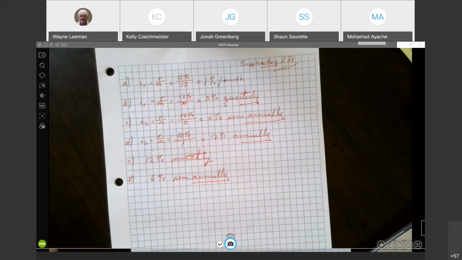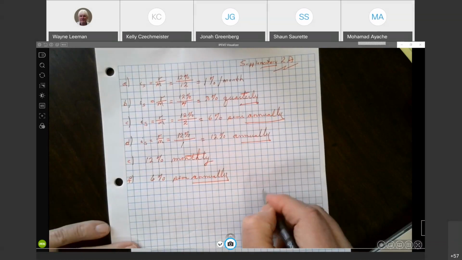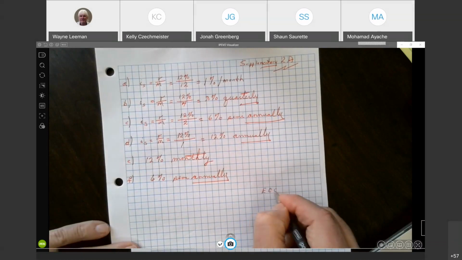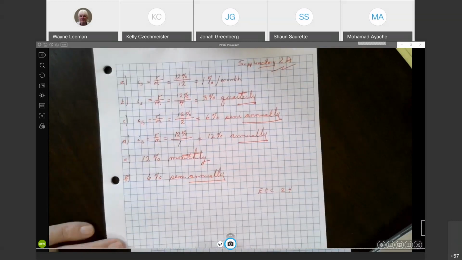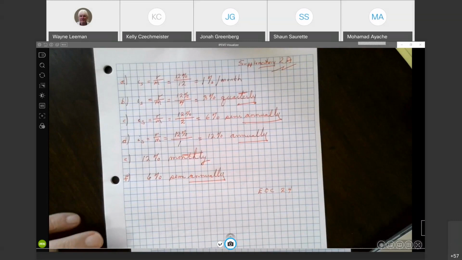Once again, I'll repeat it. 1,000 euros should read $21,000, and 600 euros should read $2,900. So let's take a look at this. EOC 2.4. And we'll do part A here.